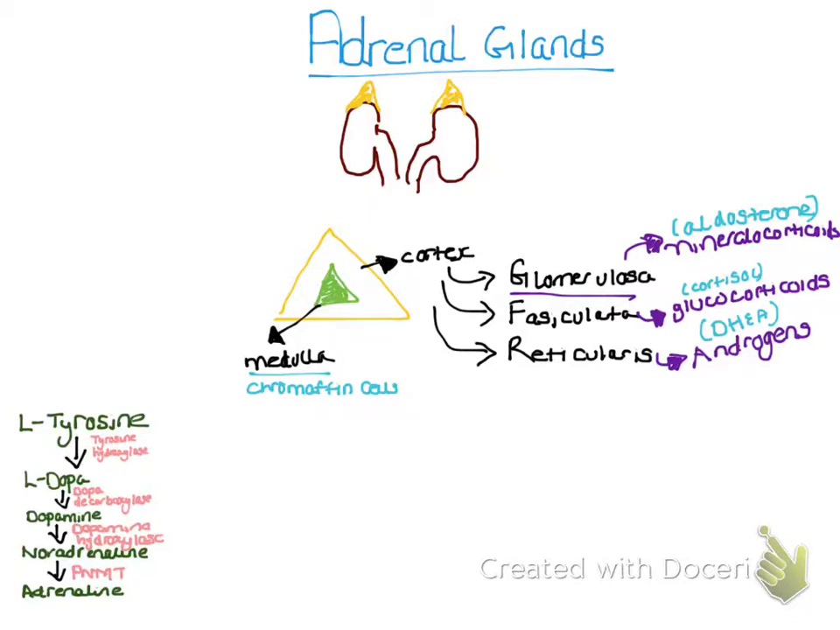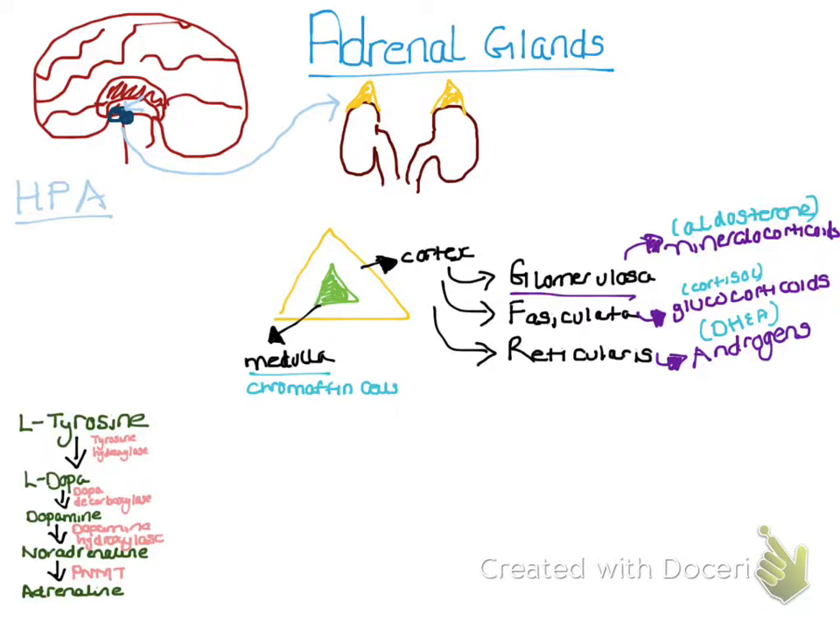As a relation to this, you might be expected to know about the HPA axis, or the hypothalamus-pituitary-adrenal axis. The HPA axis describes the effects on the hypothalamus, on the pituitary gland, and then on the adrenal gland, and this works via a negative feedback pathway. So the hypothalamus secretes corticotropin-releasing hormone, or CRH, which then stimulates adrenocorticotropic hormone, or ACTH, from the anterior pituitary.